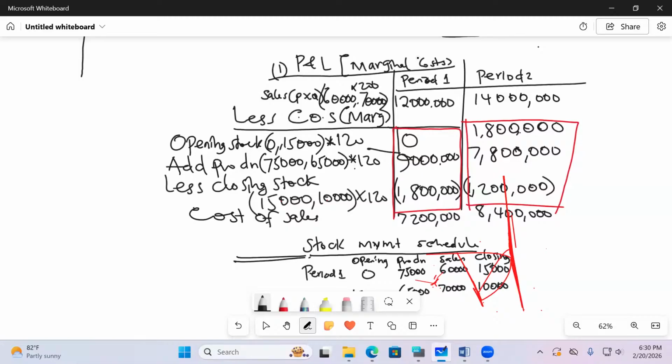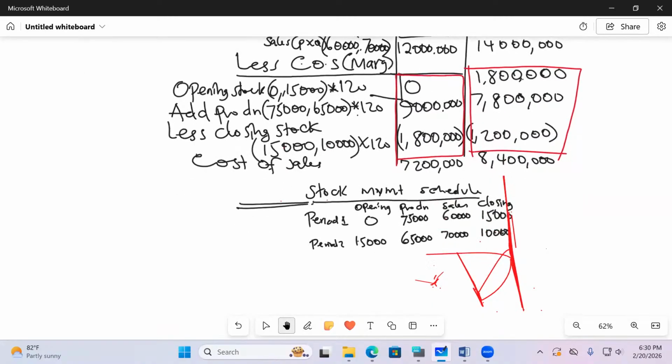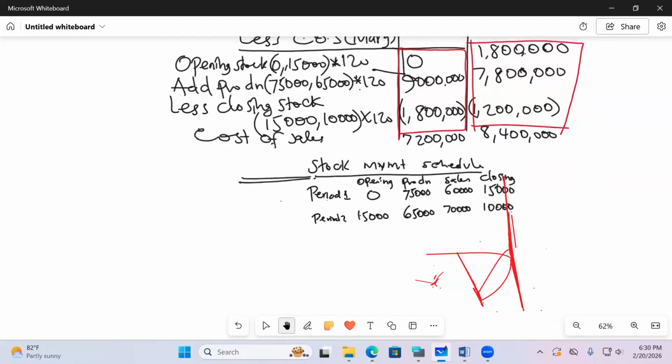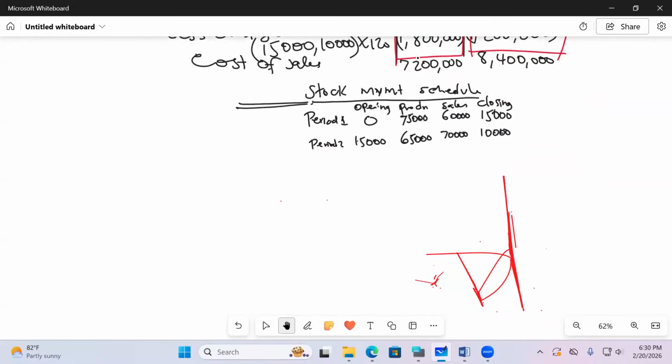Gross contribution. I don't want to rub this stock movement schedule. What I will do is come here and skip this a little bit because I know you will be able to guide me. That much I know. You shall be able to guide me. So I can continue here. And what I would want to do, just to try.